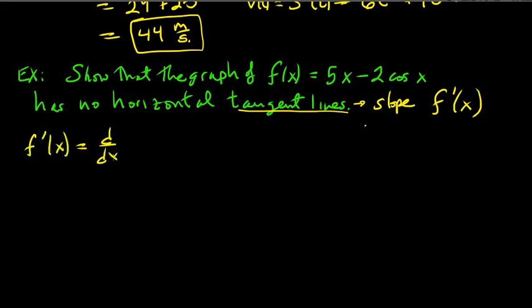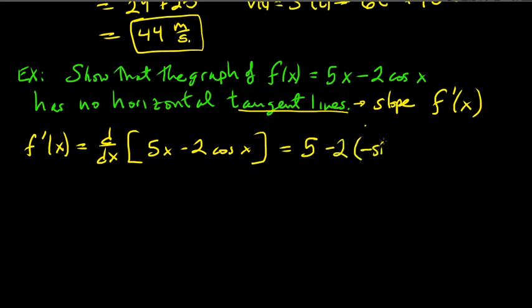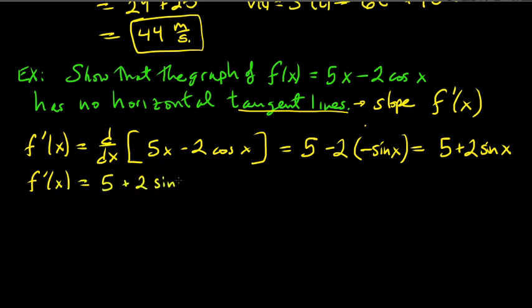We just have to take the derivative of 5x minus 2 cosine of x. And again, I'm going to do this in my head. The derivative of 5x is 5. Minus 2 times the derivative of cosine of x, which is negative sine of x. But a negative times a negative is positive, so this is 5 plus 2 sine of x. Okay, so let me just rewrite it again. That is the derivative, which means this is the slope of the tangent line to the graph at x.